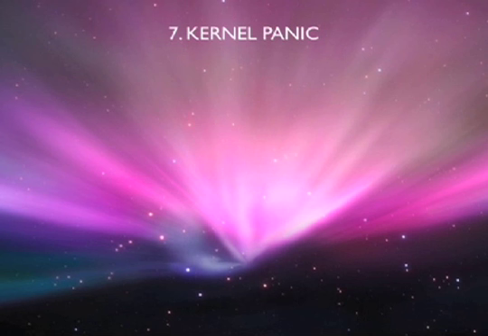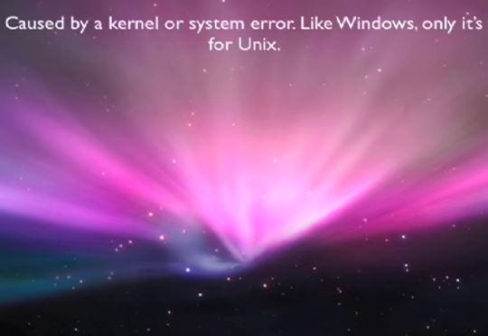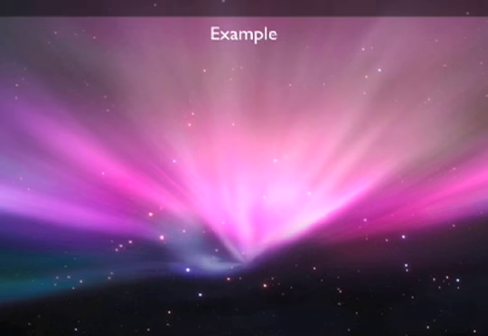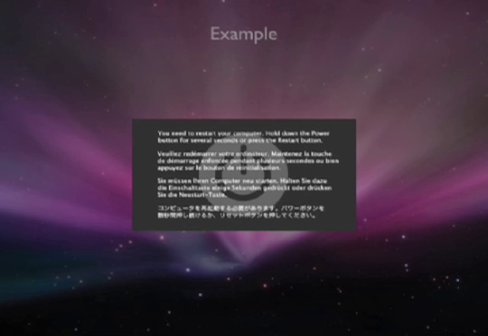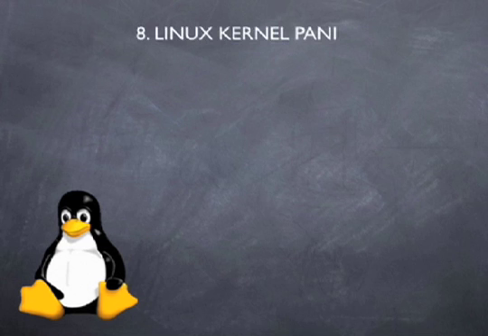And now here's one I'm pretty sure all Mac users have experienced at least once. Since Macs are less buggy than Windows, you don't see crashes that often unless your machine's really screwed up. It is basically the same thing as a Windows BSOD, only it's a little more simple. It's caused by a kernel or system error like Windows, only it's for Unix. And here is what it looks like. Looks kind of like that. It also has other nicknames as well. You can look those up on the internet.